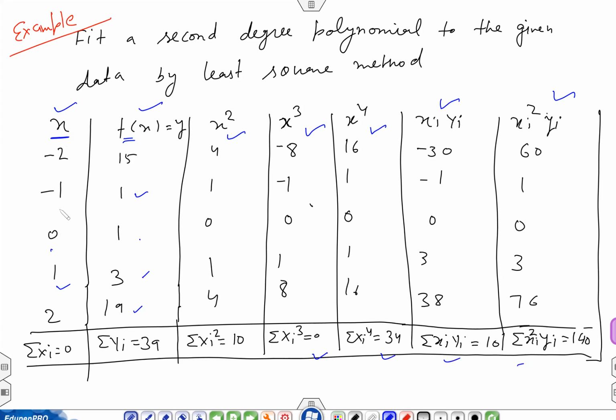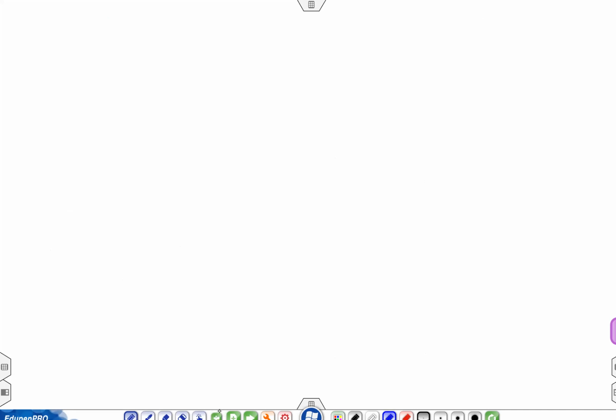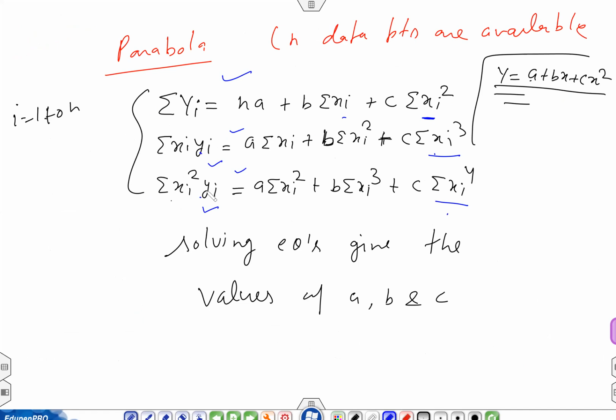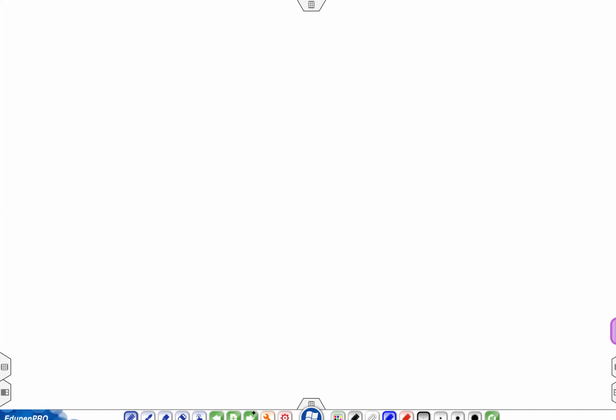So summation of x is what? -2, -1, and you have the same positive values, so the summation of xi comes out to be 0. Then the summation of yi, the sum of all these values, and the summation of xi square is 10. Similarly, you get all these values and you have to put them into these three equations. So you get three equations in three variables. Summation of yi equal to na plus b summation of xi plus c summation of xi square. And the summation of yi here is 39.